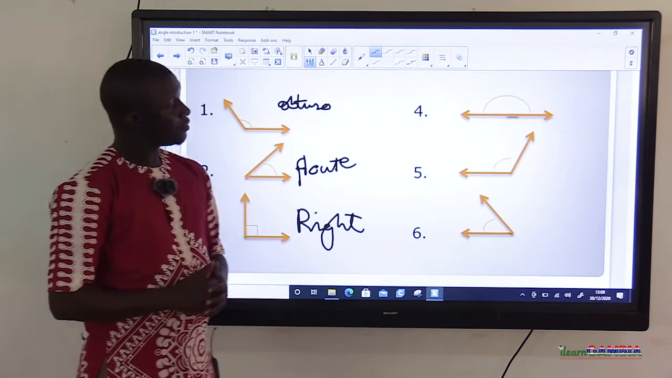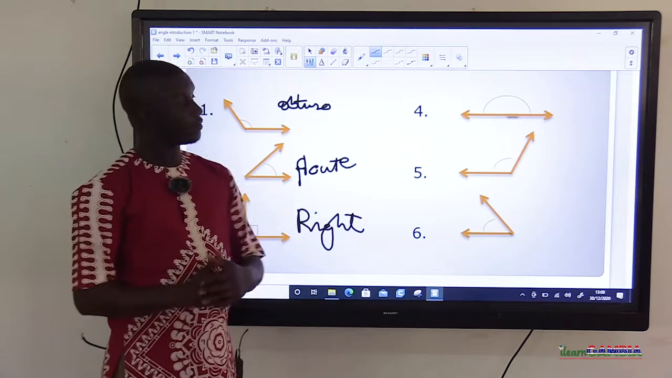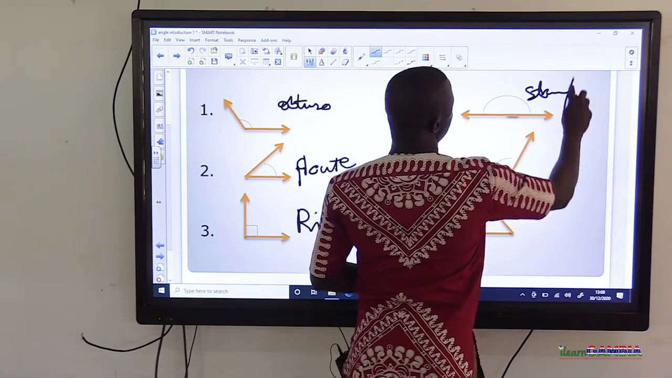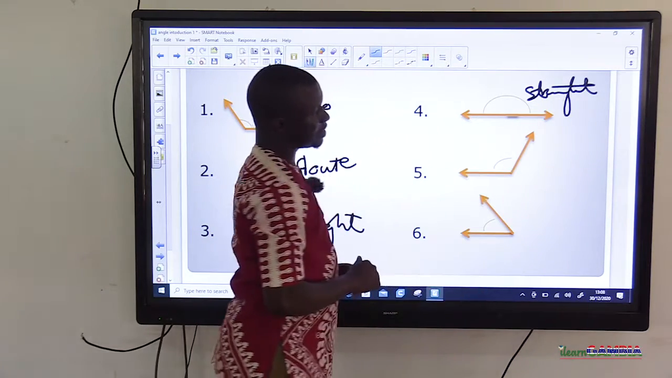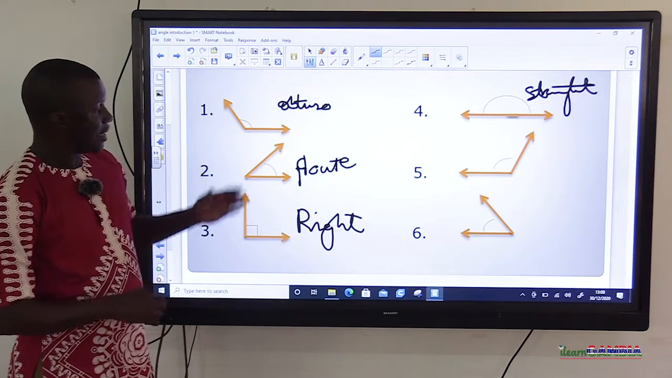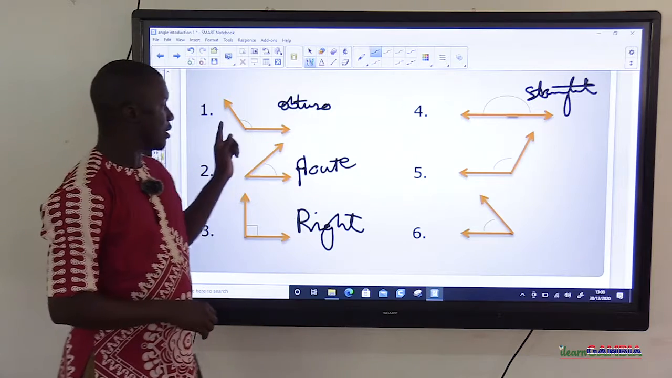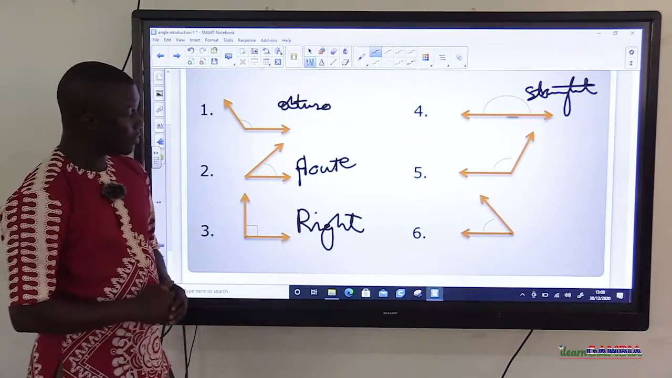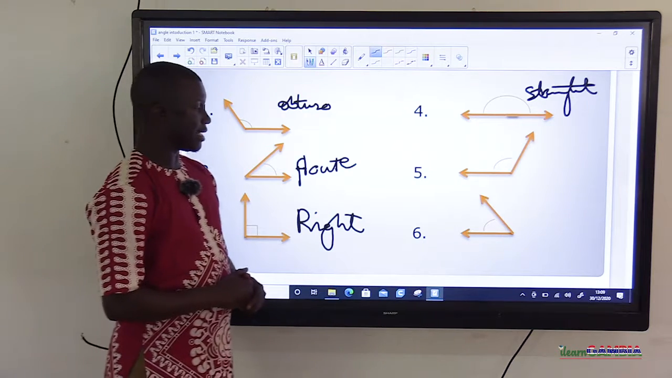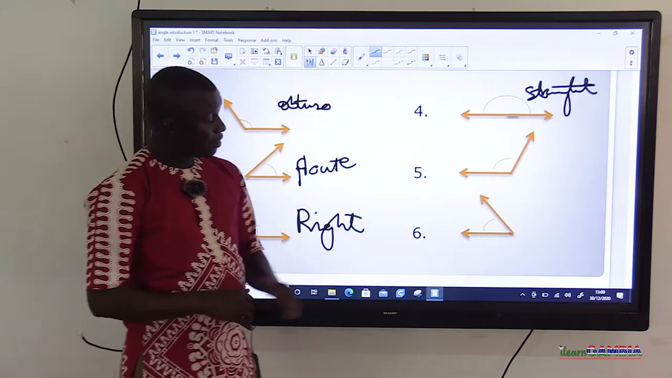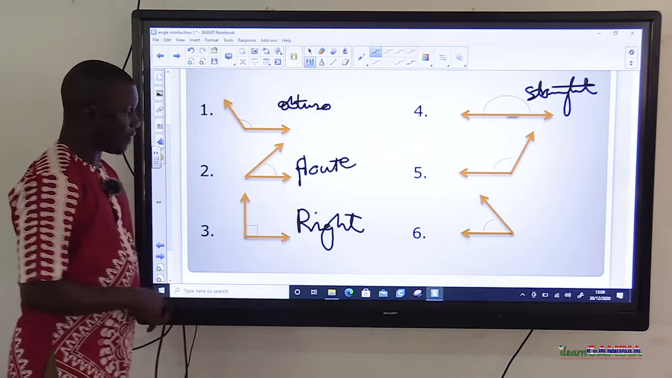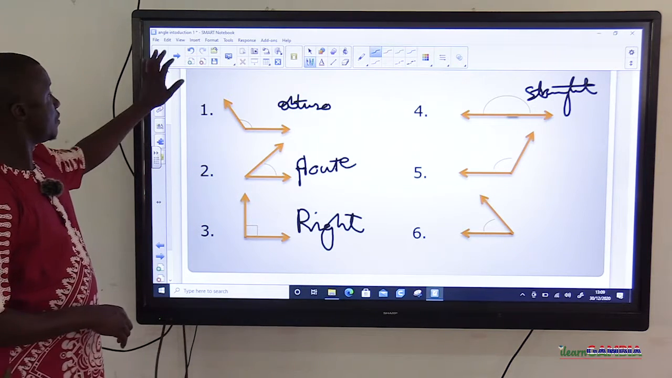Number 4 is very obvious. It's a straight angle or a straight line angle. So therefore we know that this is a straight angle. Number 5 is an obtuse angle, very similar to the first example. And number 6 also is an acute angle, because as we can see, it is less than 90, but more than 0. So therefore, that one also is an acute angle.